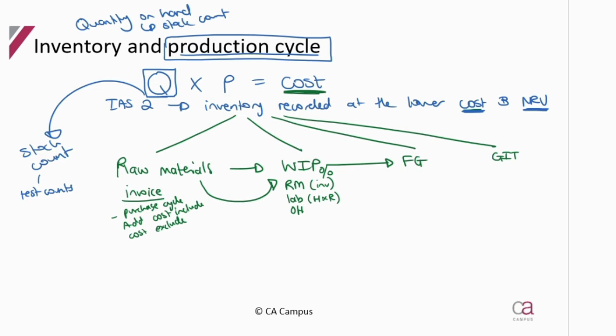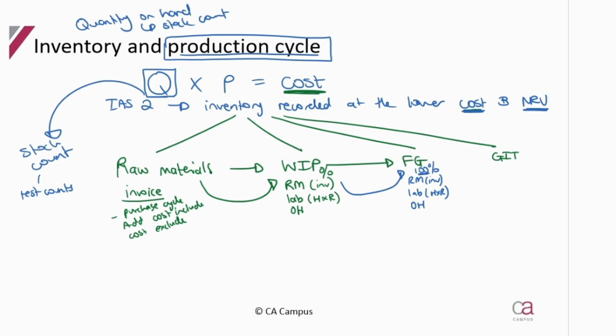From work in progress, when it's finished, it moves into your finished goods, and your finished goods are now 100% complete. But finished goods is now also made up of raw materials based on the invoice, the labor, which is your hours and your rates, and the overheads. The difference is it's not a percentage, it's 100%.